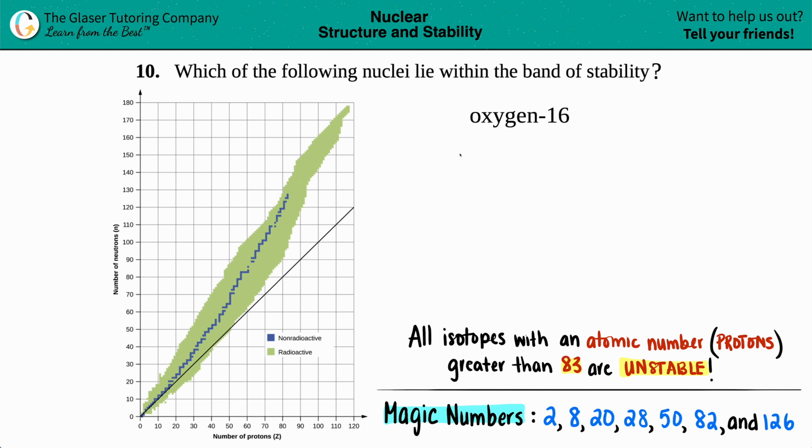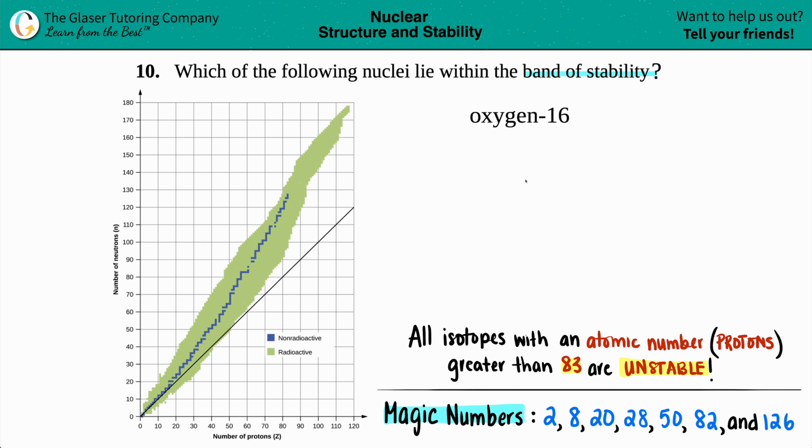Number 10. Which of the following nuclei lie within the band of stability? And then we have oxygen-16. Okay, so is oxygen-16 a stable isotope? Or would it be in the band of stability? Or is it unstable? Would it not be in the band of stability?